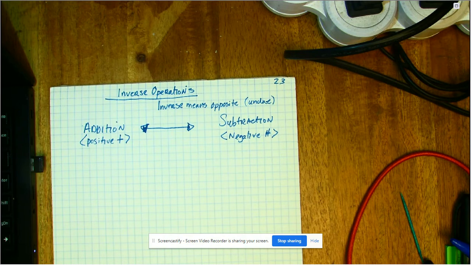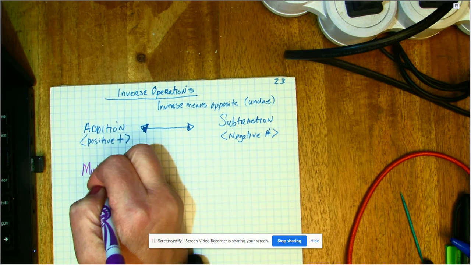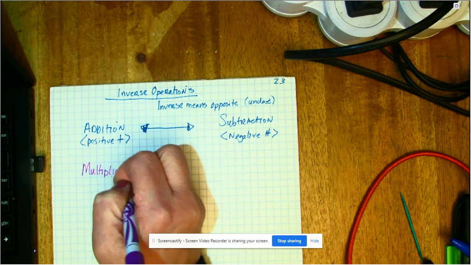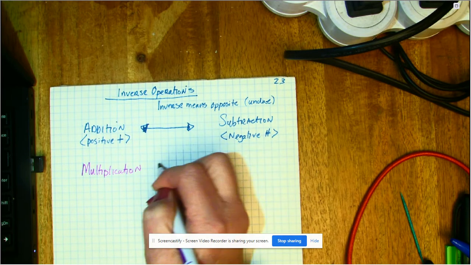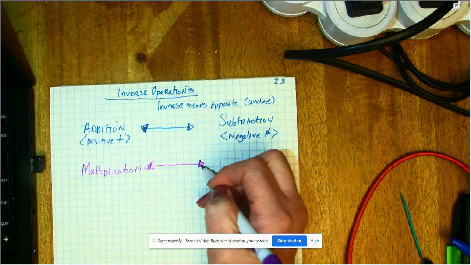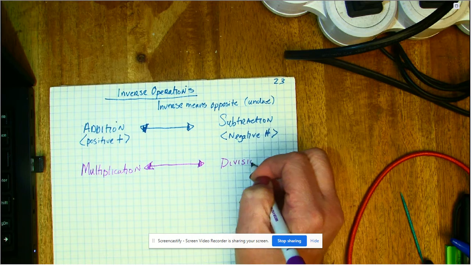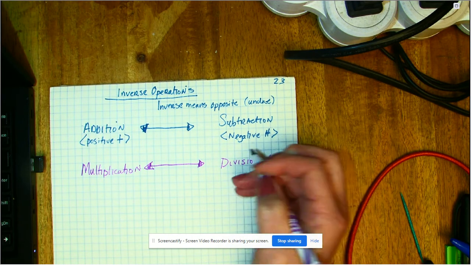So positive 2, its opposite is negative 2. And together those make the addition identity of 0. Okay. Multiplication, and its inverse is division. Also the multiplicative.